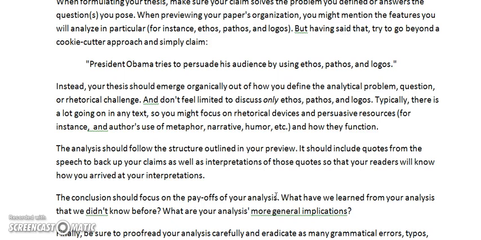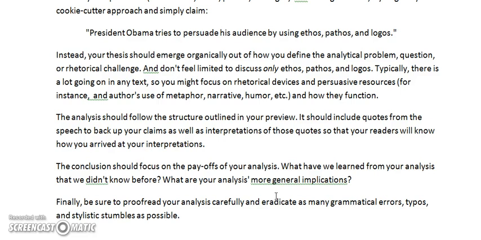The conclusion should focus on the payoffs of your analysis. Here, this is the so what moment. What have we learned from your analysis that we didn't know before? What are your analysis's more general implications? And then finally, be sure to proofread your analysis carefully and eradicate as many grammatical errors, typos, and stylistic stumbles as possible. So even though this is a draft, it should be a fairly polished draft.